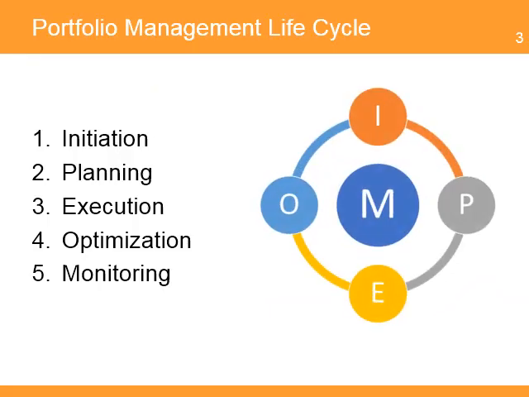A project portfolio cycle is an ongoing process that consists of 5 phases: initiation, planning, execution, optimization, and monitoring. The purpose of using a cycle is to provide opportunities to review the portfolio components and ensure they are performing as planned.